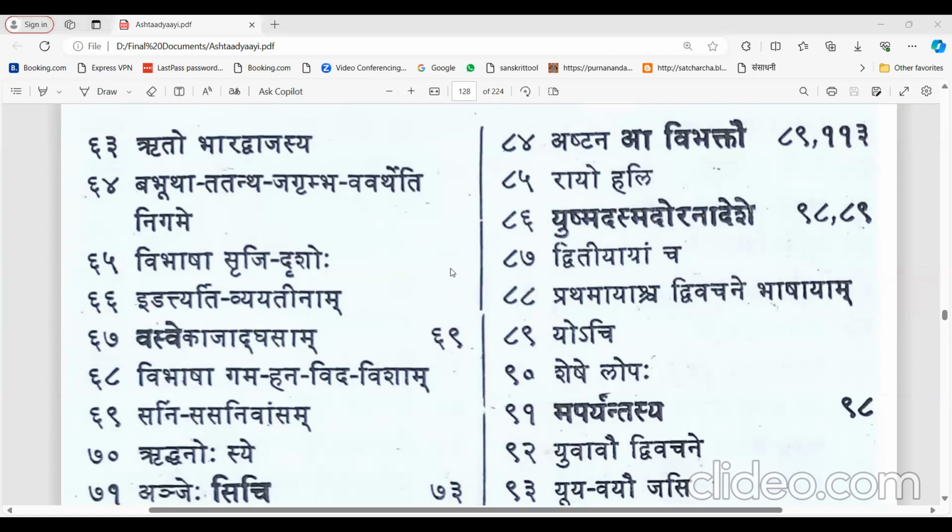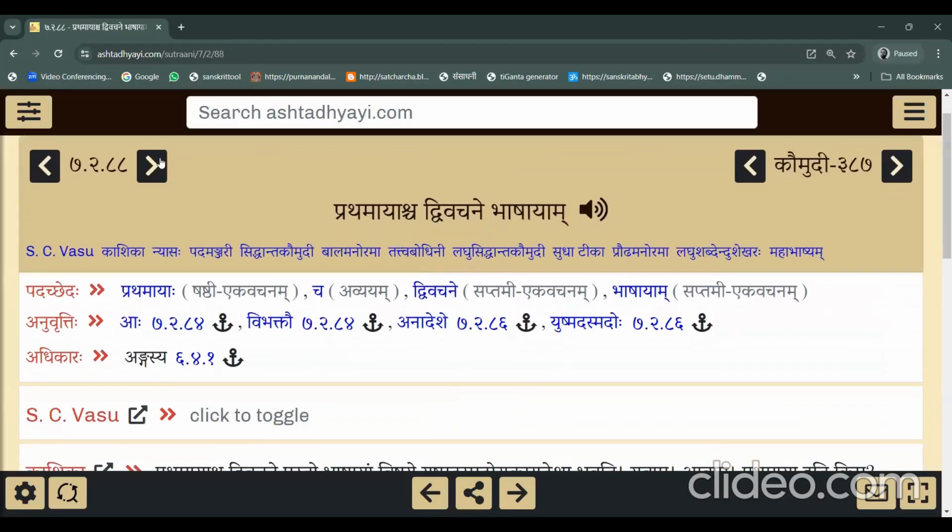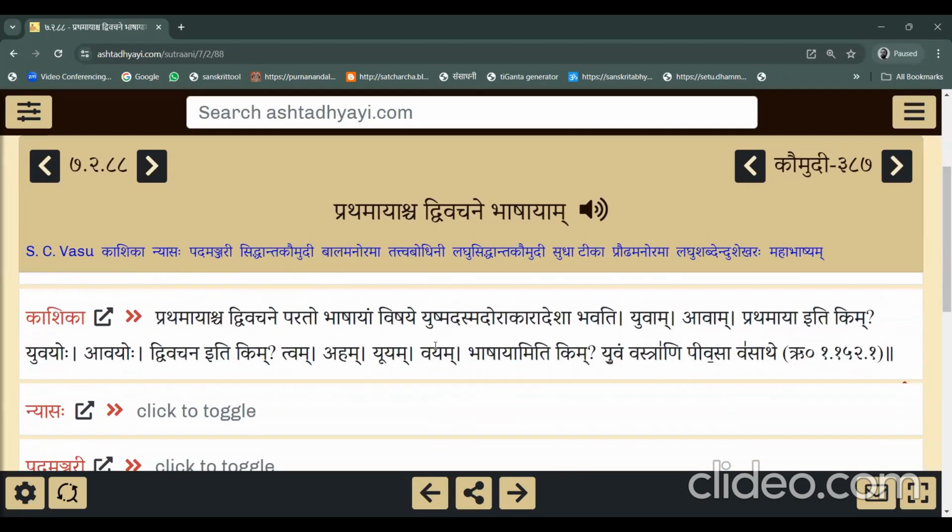Pratamayascha Dvivachane Bhashayam. You see that sutra which we just saw. Pratamayascha Dvivachane Parataha Bhashayam Yushmadasmadoho Akara Adesha Bhavati. But here also what happened? The Pratama Vibhakti Dvivachane Pratyaya, Au. I will say Au. Right? Pratamayascha Dvivachane, Pratama Vibhakti Dvivachane Pratyaya. That also will get Adesha by Nye Pratamayogo Adesha. Right?